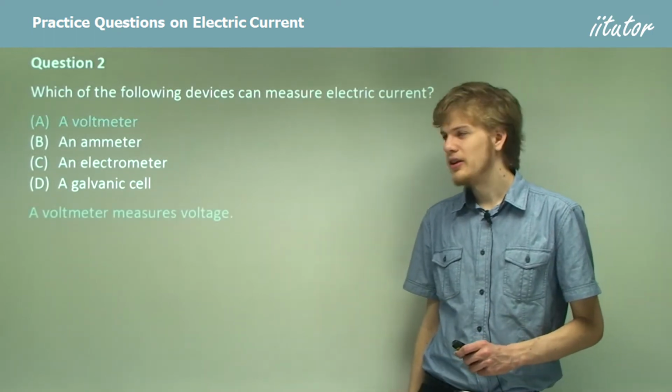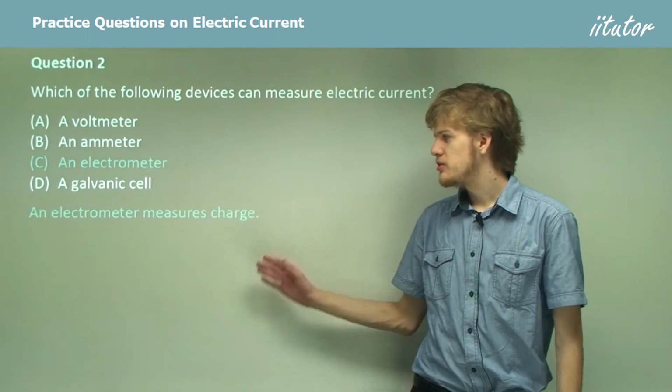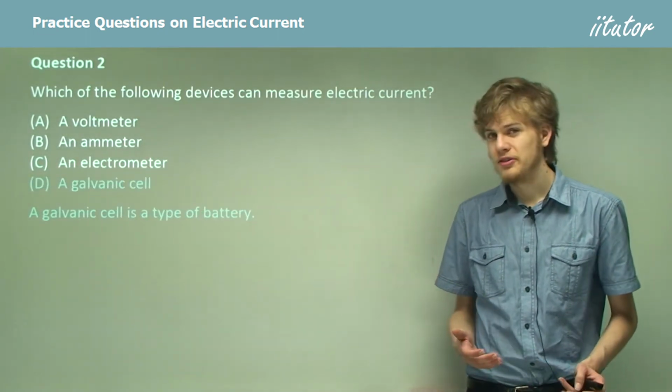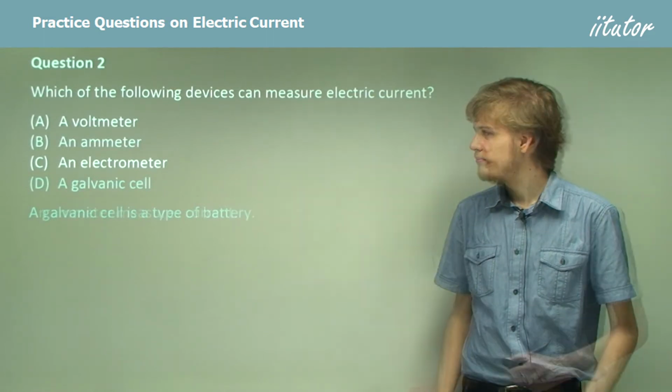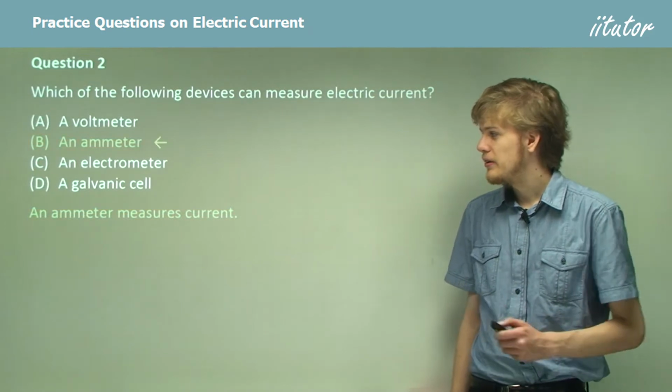A voltmeter, as you might expect, measures voltage. An electrometer measures electric charge. A galvanic cell is a type of battery. You might come across it in chemistry. And finally, an ammeter is what we use to measure electric current. So B is the correct answer.